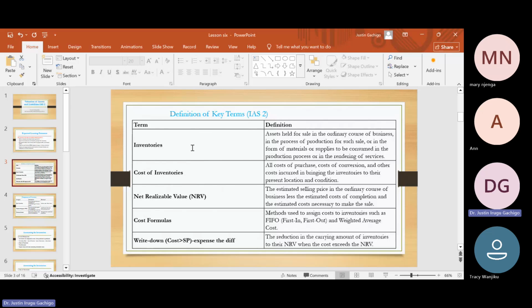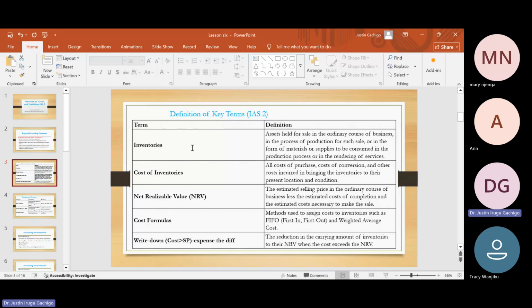Then we have the cost of inventory. And the cost of the inventory refers to all the cost of purchase, cost of conversion, and other costs incurred in bringing the inventory to the present location and condition. Again, when you talk about the same setup with the manufacturing of uga, so we have the cost of the maize, that is the raw materials, and then converting those maize into uga and packing them, and even taking them to the location that they are supposed to be in.